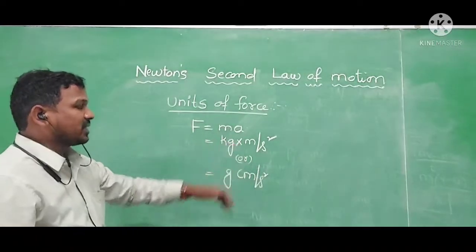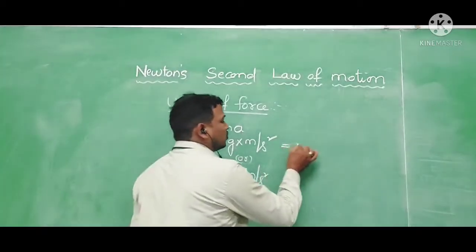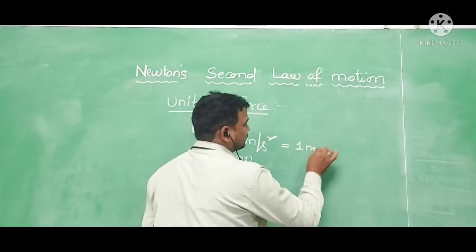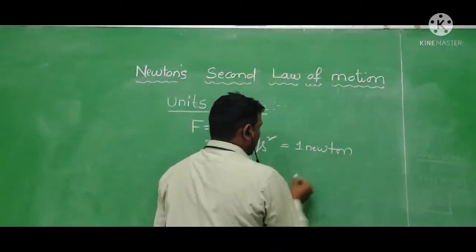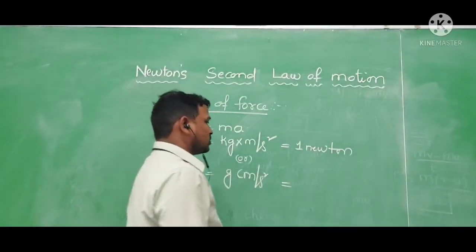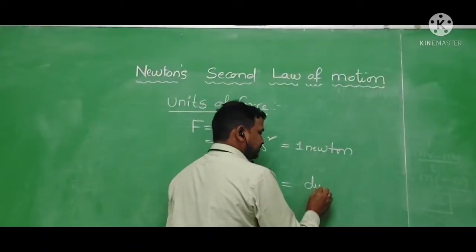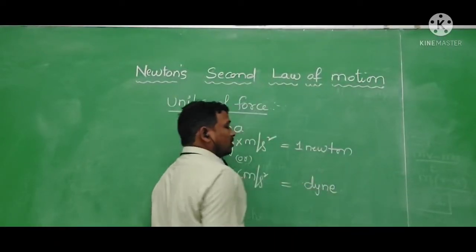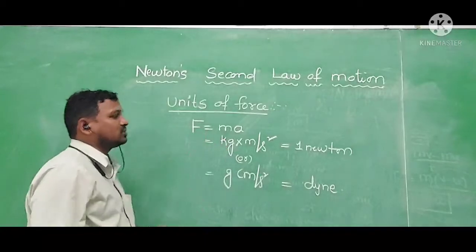This kg meter per second square is also written as Newton, 1 Newton. And gram centimeter per second square is also written as dyne. So these are the units of force.